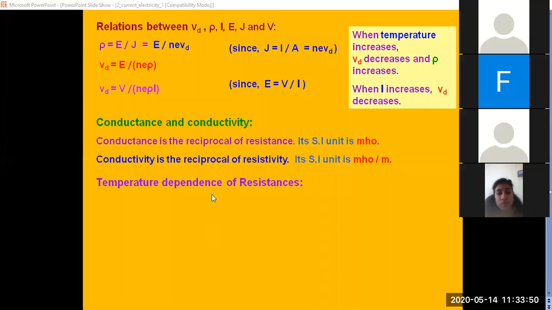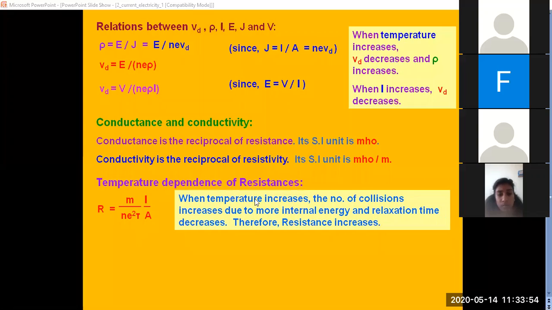Now, what are the factors on which your resistance depends? One factor is temperature. The second factor is the number of collisions. The third factor is your internal energy. The fourth factor is your relaxation time.